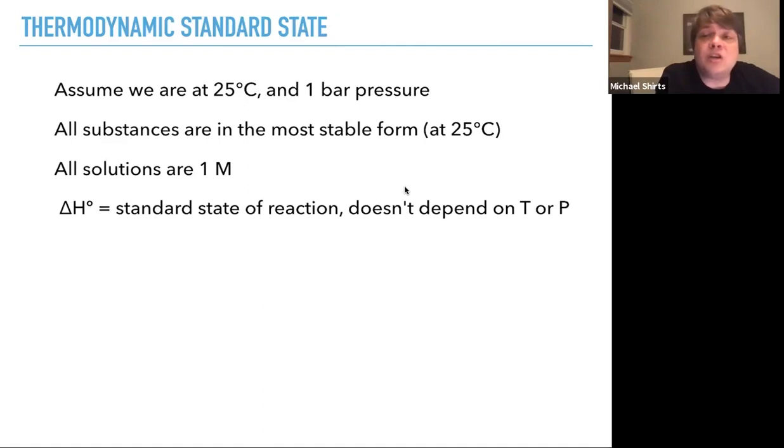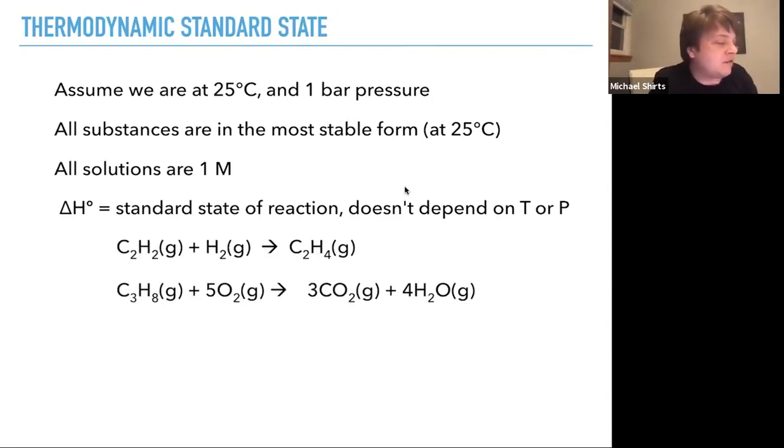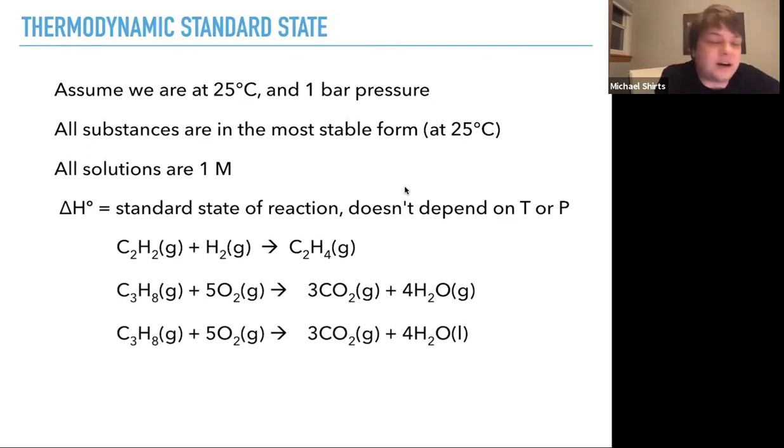And then you write out the standard state. You write a little degree sign there, delta H, the change in enthalpy at standard state. The standard state of reaction doesn't depend on T and P because it happens at a given temperature and pressure. And then for each of these different equations, you can measure and write out what the standard heat of reaction will be for that system.